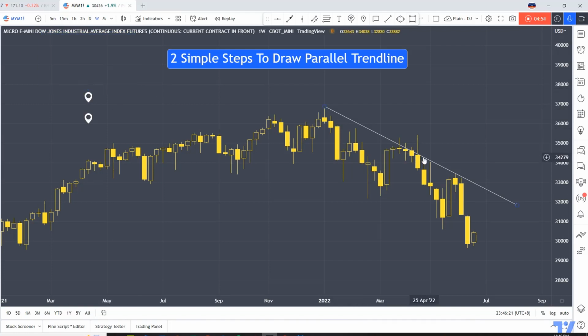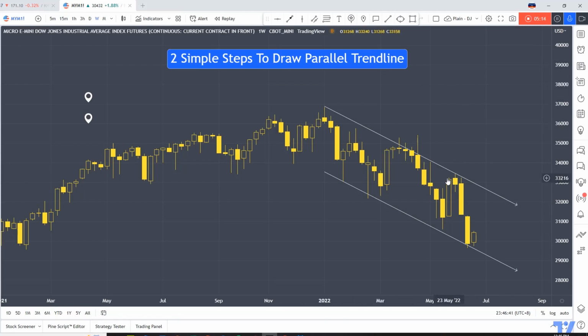What I'm going to do here is clone this and shift it down. So once again, you make your adjustment. And I felt that this is pretty decent, pretty good. I would say that this is almost a perfect downtrend parallel line to me.